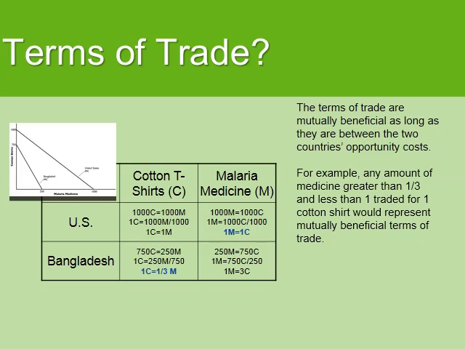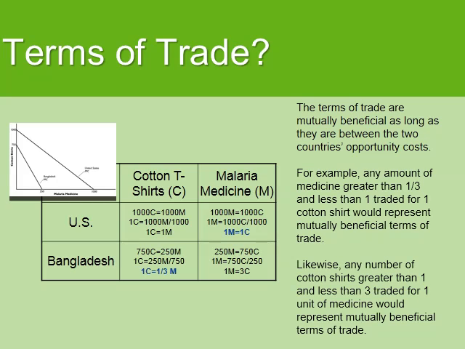So, if the trade was 1 cotton t-shirt per 1/2 vial of malaria medication, or maybe 2 t-shirts for each vial of malaria medication, that would be a mutually beneficial term of trade. Likewise, any number of cotton t-shirts greater than 1 and less than 3 traded for a unit of medicine would represent mutually beneficial terms of trade. So if we just flip around the idea of 2 t-shirts for 1 malaria medication and say 1 malaria medication for 2 t-shirts, that fits this scenario as well.